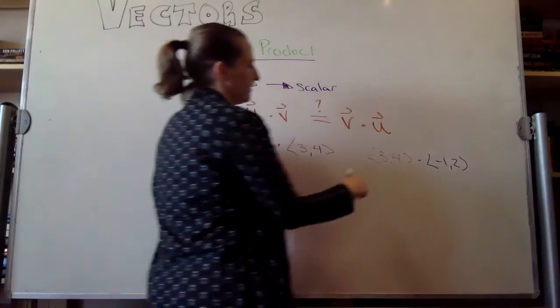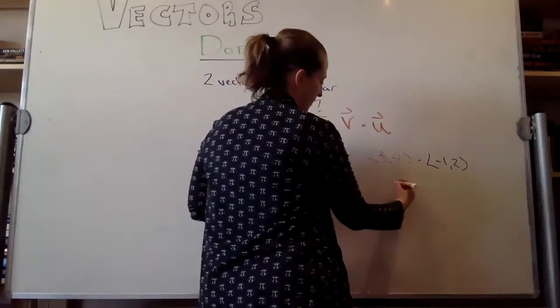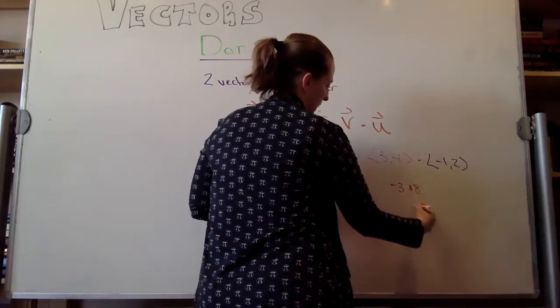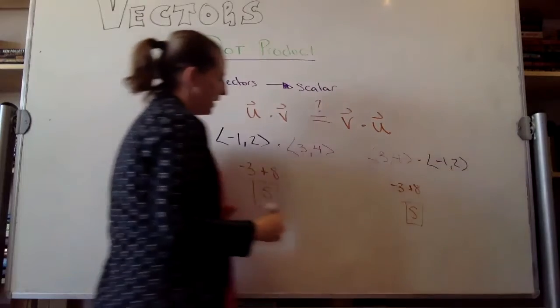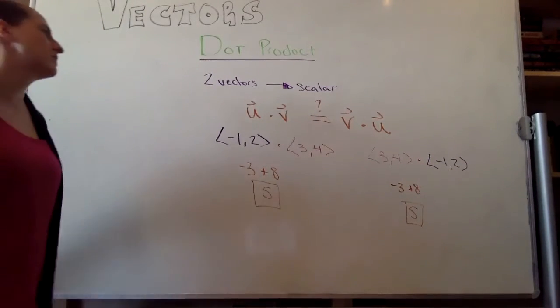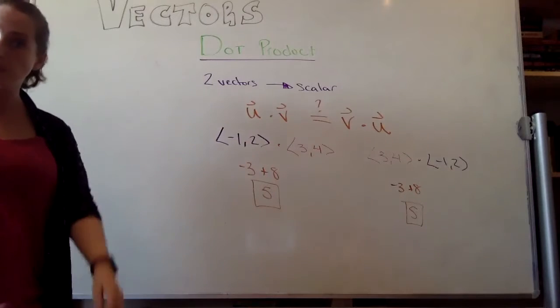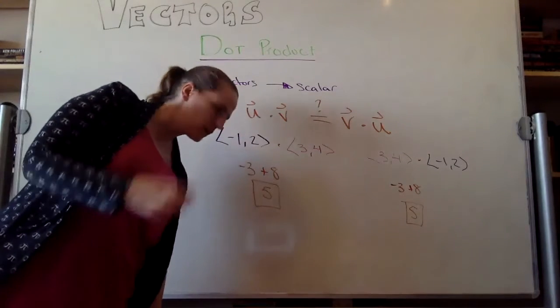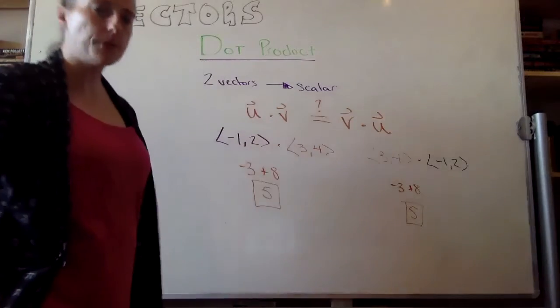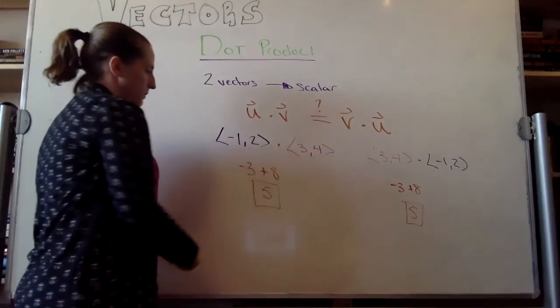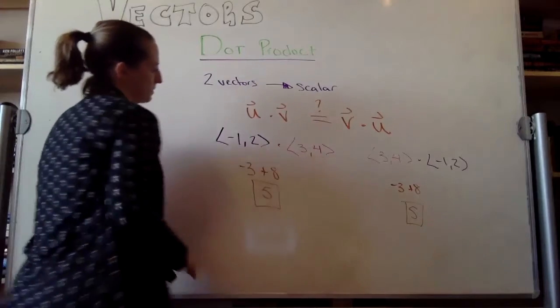Let's look at V dotted with U. 3 times -1 is -3. 4 times 2 is 8. -3 plus 8, still 5. So it turns out this is commutative, and that really makes sense because think about the operations involved: addition, which is commutative, and multiplication, also commutative. So this is the dot product component-wise. When we do the dot product, we do horizontal components multiplied together plus vertical components multiplied together.